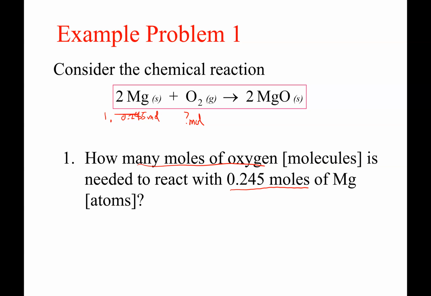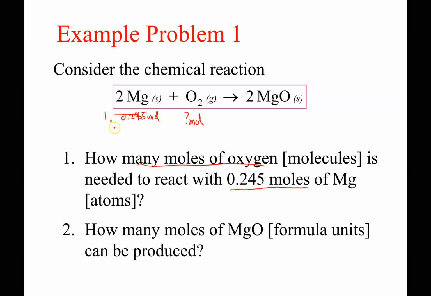I have a follow-up question. My question 2 says, how many moles of MgO can be produced? So I'll find my MgO. Question mark moles of MgO. By the way, this is again starting with 0.245 moles of magnesium. So you catch what I'm doing here. I do this with some other types of problems. I just pull from the problem and put it under the balanced equation.